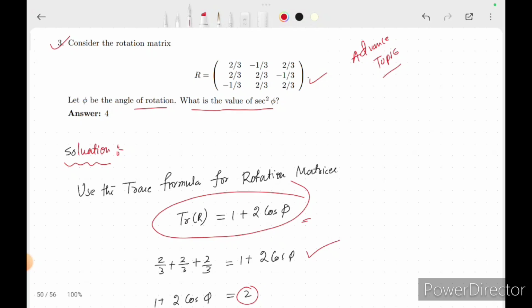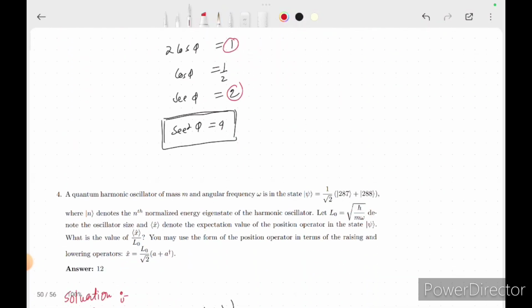So that's how it is. Use the trace formula of a rotation matrix. Please make a note in your copy of the trace formula of a rotation matrix, right? The trace formula of a rotation matrix is equal to 1 plus 2 cos phi. So this is the question and its answer.